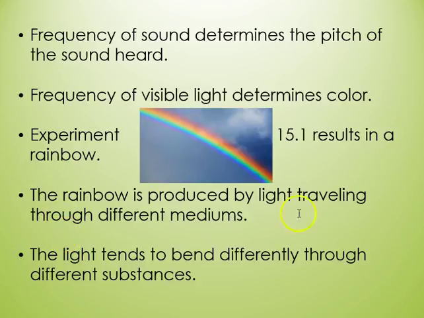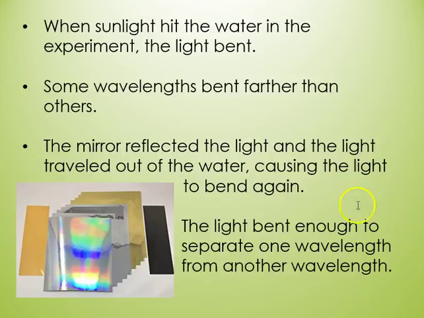The rainbow is produced by light traveling through different mediums. The light tends to bend differently through those different mediums or different substances. And when sunlight hit the water in the experiment, the light bent. Some wavelengths bent farther than others. The mirror reflected the light, and the light traveled out of the water, causing the light to bend again. The light bent enough to separate one wavelength from another wavelength.